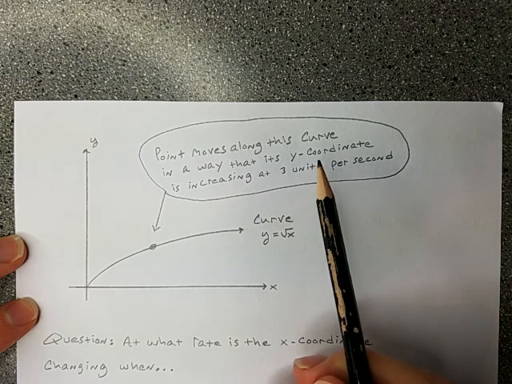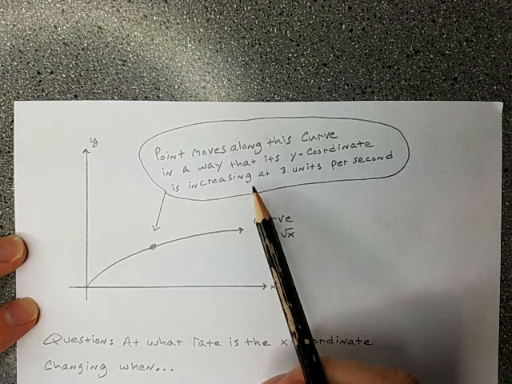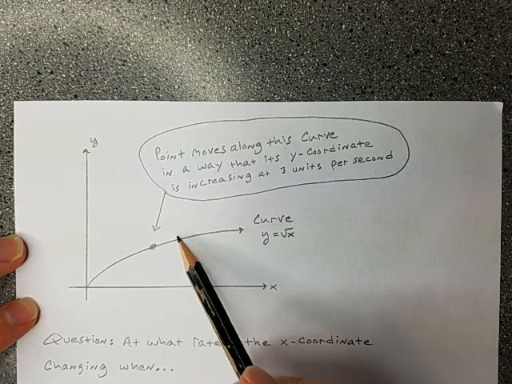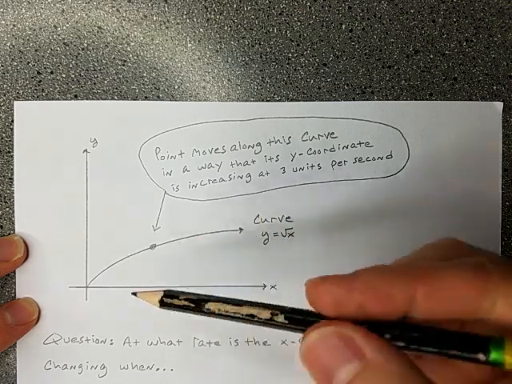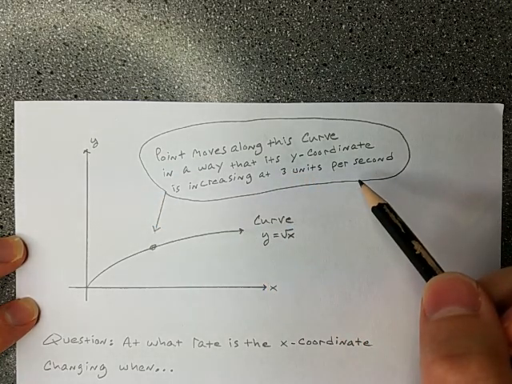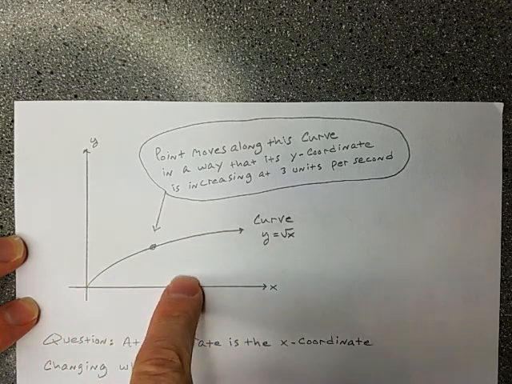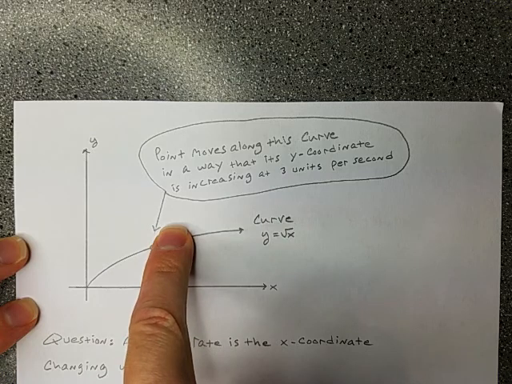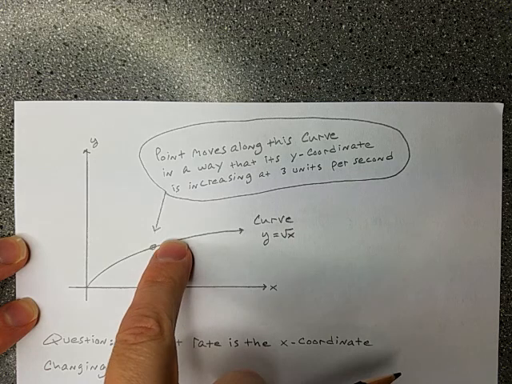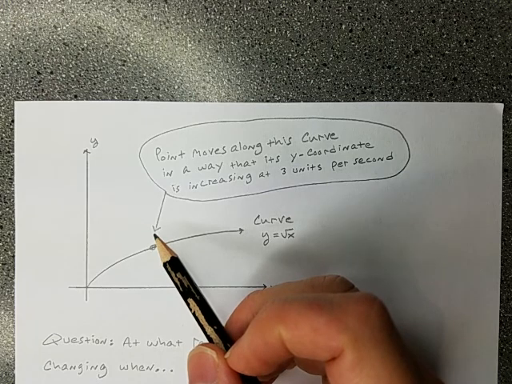The information in this question is given that we're moving on that curve in a way that the y-coordinate of the point is increasing at 3 units per second. So no matter where the point is on the curve, its y-coordinate, meaning this direction, is increasing at 3 units per second. So you've got to think, if you're moving on this curve, you're moving right and up, okay? There's two components of your motion. There's a rightward motion and an upward motion. And one or the other could be moving at a different speed.